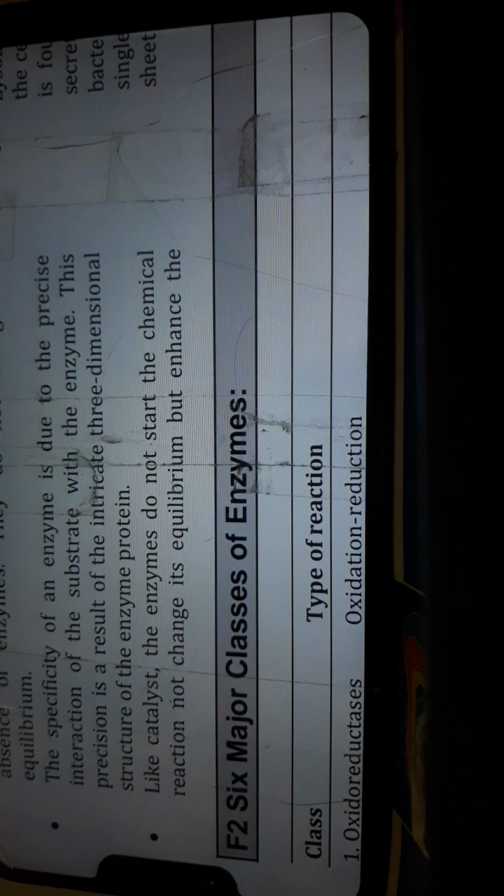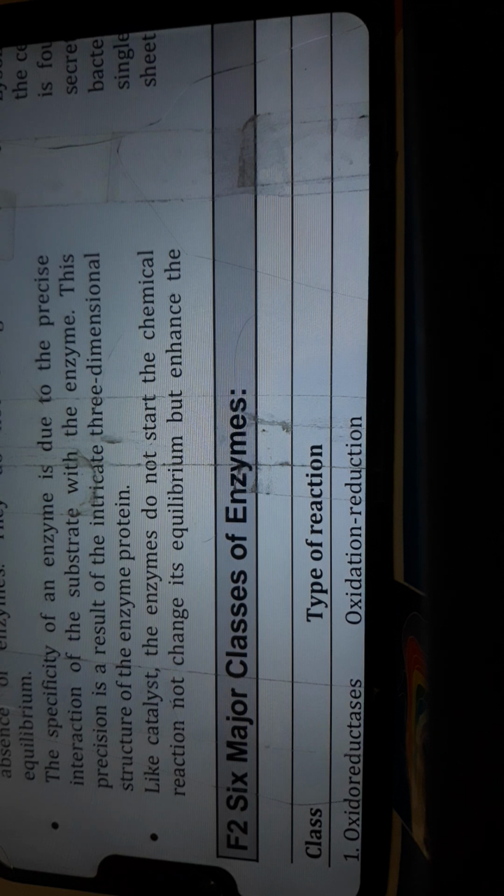Characteristics of enzymes. Enzymes accelerate reactions by factors of as much as a million or more. Indeed, most reactions in biological systems do not take place at perceptible rates in the absence of enzymes. They do not change the equilibrium. The specificity of an enzyme is due to its precise interaction with the substrate. This precision is a result of the intricate three-dimensional structure of the enzyme protein.